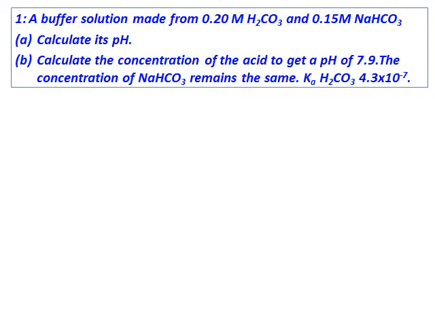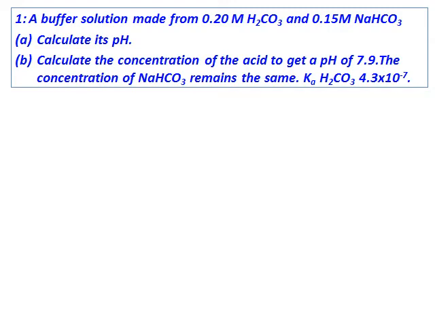Now let's do a question based on the Henderson-Hasselbalch equation. A buffer solution is made from 0.20 molar H2CO3 and 0.15 molar sodium bicarbonate. We have to calculate the pH of the solution, and after calculating the pH, we need to find the concentration of the acid to get a pH of 7.9. So let's do the first part of the question.